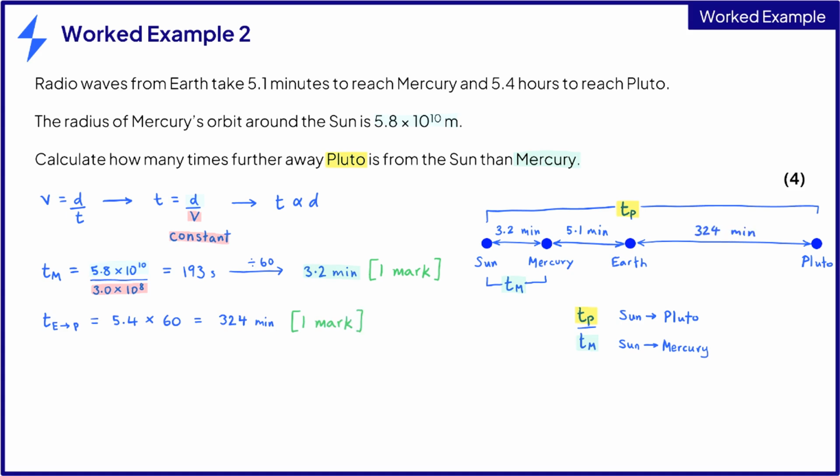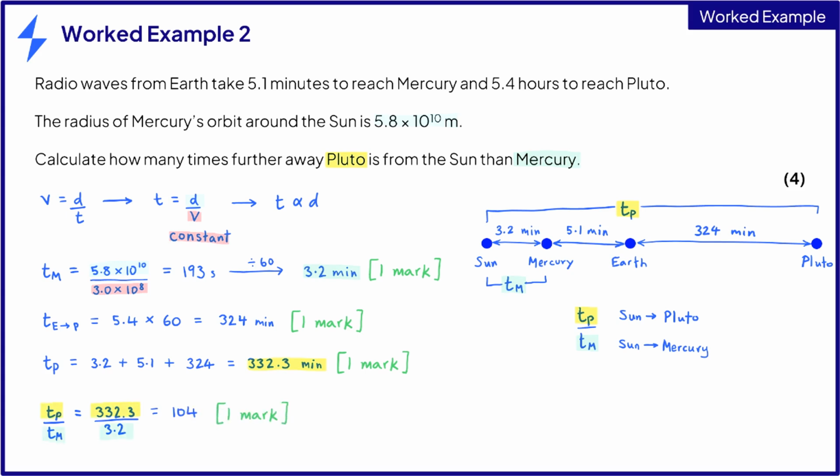So now we can see the total time for light to reach Pluto from the Sun will be the sum of these 3 values, which is 332.3 minutes. Therefore, the ratio of the travel time from the Sun to Pluto and the travel time from the Sun to Mercury is 332.3 over 3.2, which equals 104. This means that Pluto is 104 times further away from the Sun than Mercury.